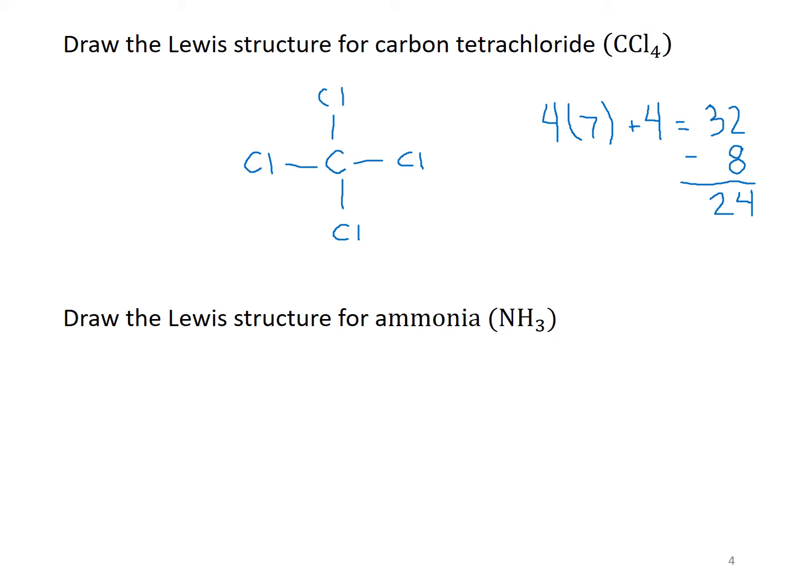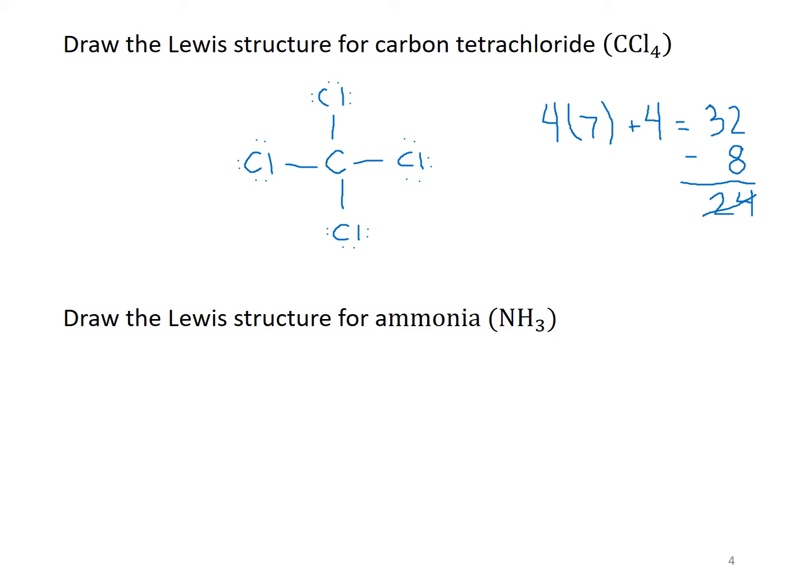I think you can see now I'm going to start filling the octets of the outermost atoms, which are the most electronegative. And if I put 6 more on each of these chlorines to fill the octet of each chlorine, I will end up using all of the electrons. So I've used now all 24 electrons.